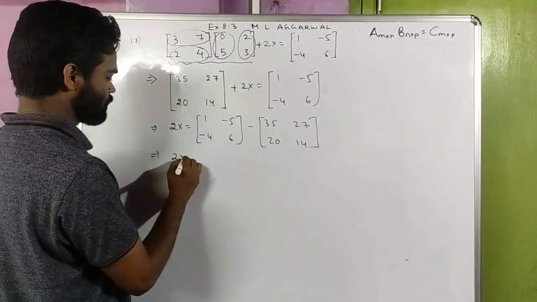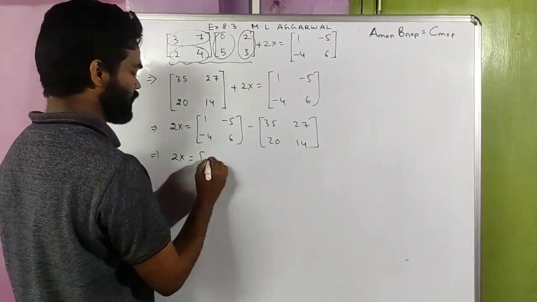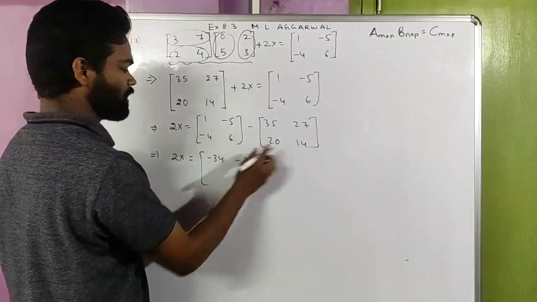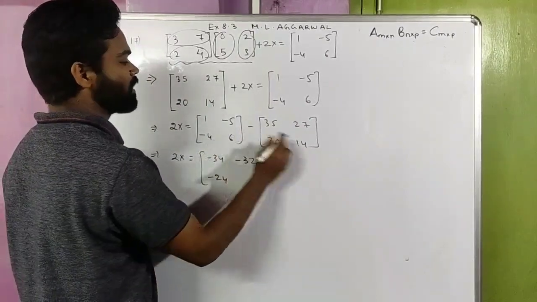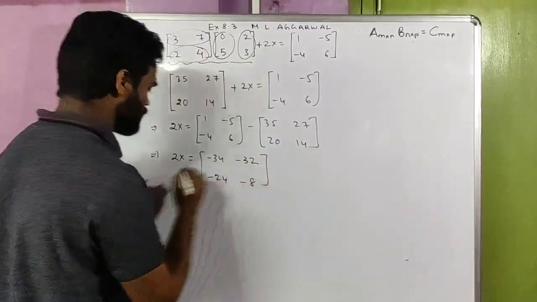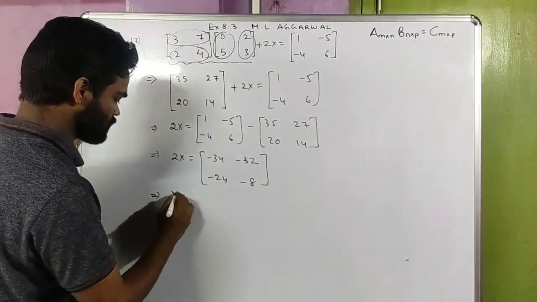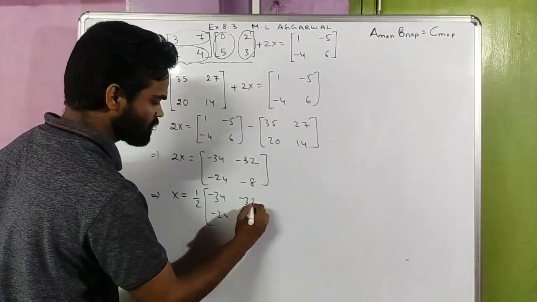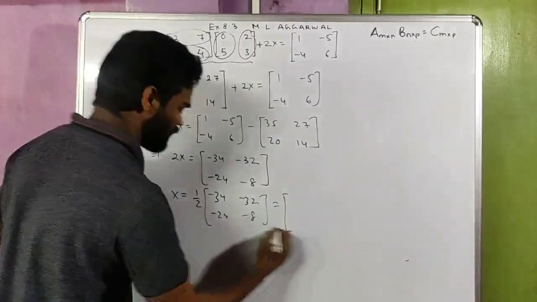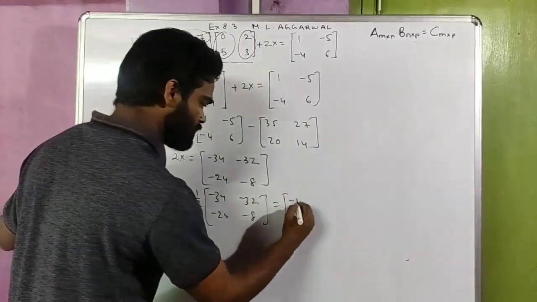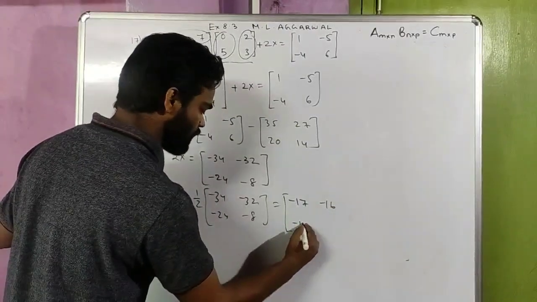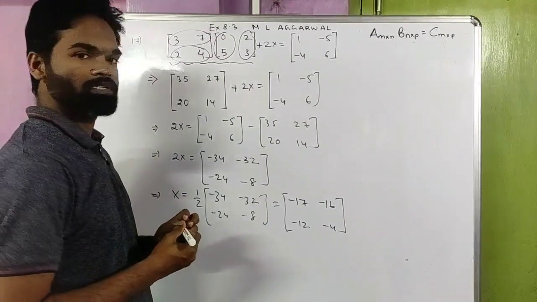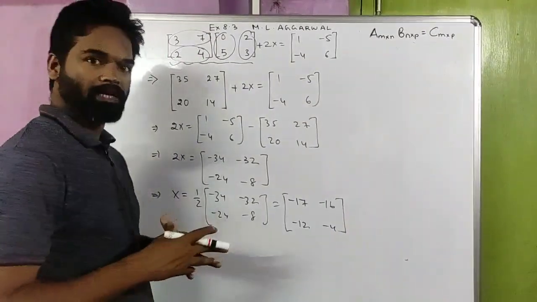Now this is 1 minus 35 is minus 34, minus 5 minus 27 is minus 32, minus 4 minus 20 is minus 24, and 6 minus 14 is minus 8. Now we have done sums on this. This can be written like this, just like we solve equation. And this is minus 34 into half will be minus 17, this will be minus 16, this will be minus 12, and this will be minus 4. Done. Is it clear? Now we look at the next sum.